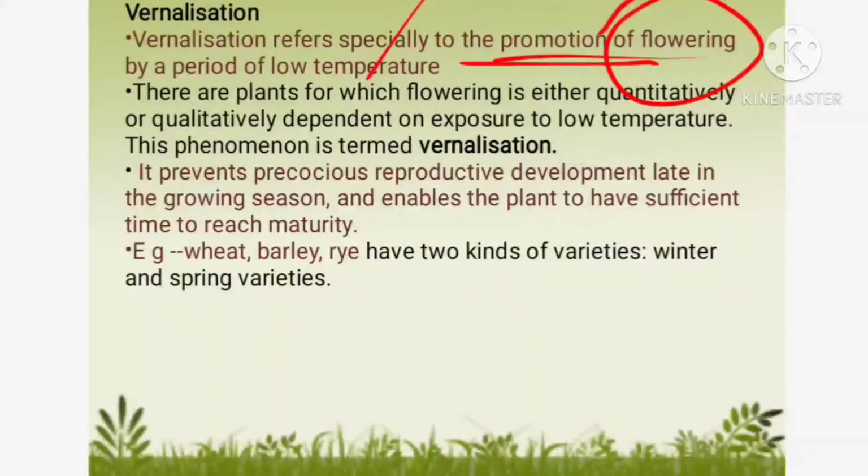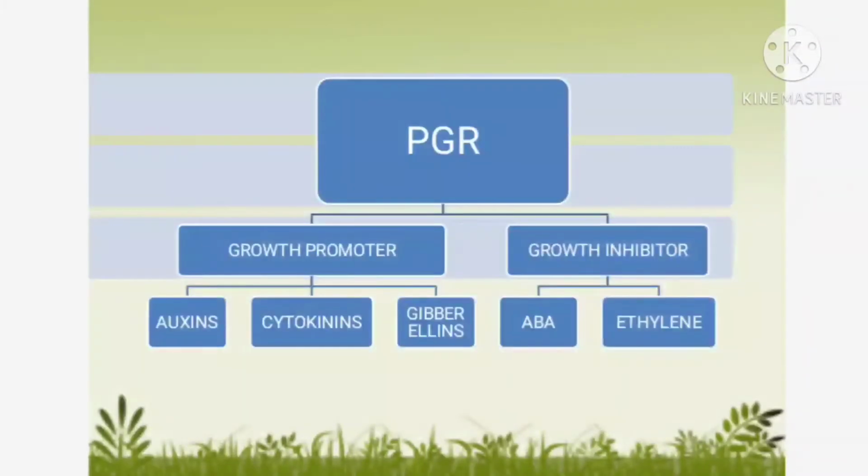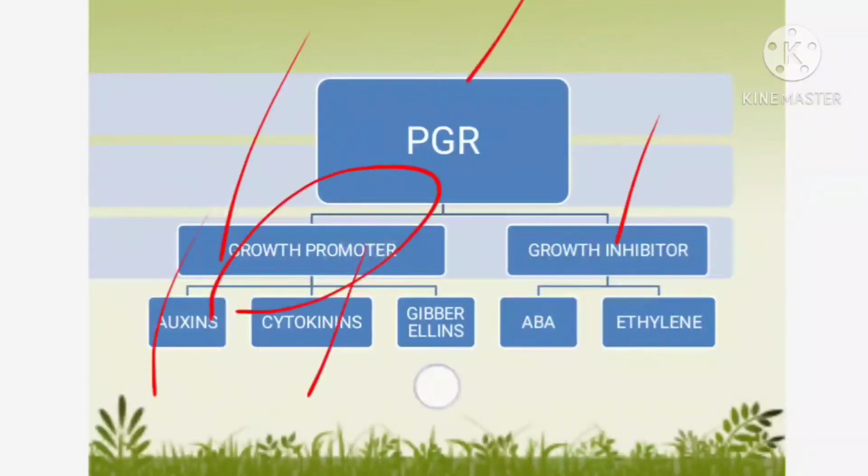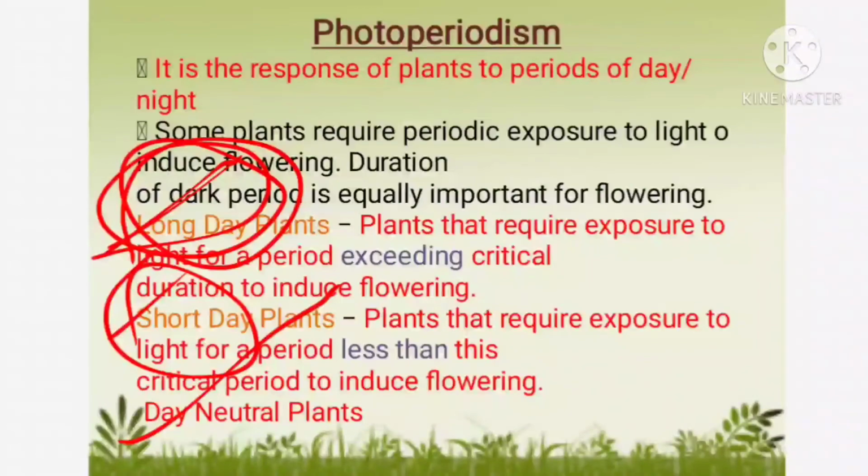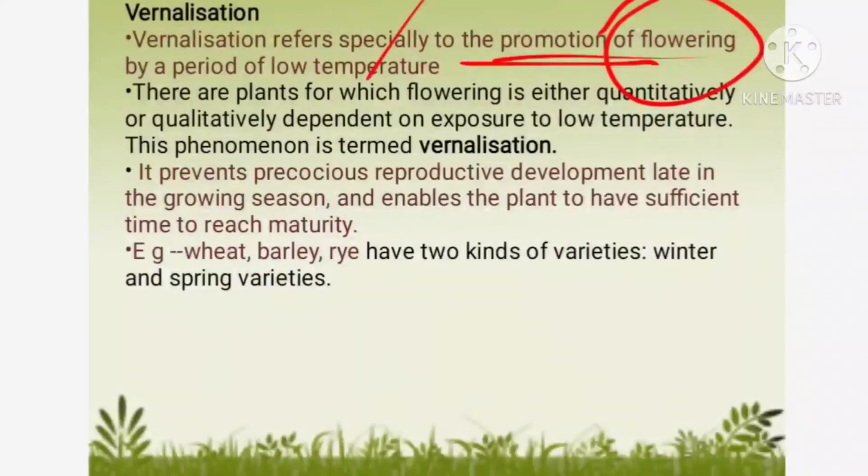With this, we are coming to the end of the chapter. Today we have discussed what? We have discussed plant growth regulators, that is plant hormones, phytohormones. Growth promoters and inhibitors. Promoters were auxins, cytokinins and gibberellins. Inhibitors were abscisic acid and ethylene. Then we discussed photoperiodism, and thereafter we ended with vernalization. With this, the chapter comes to an end. Hope you have understood, and plant physiology is over.